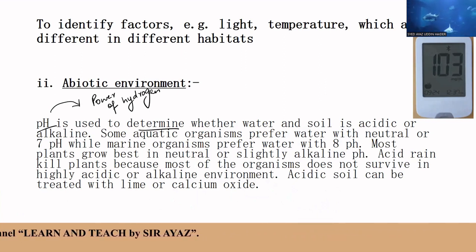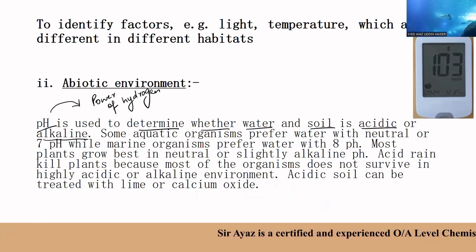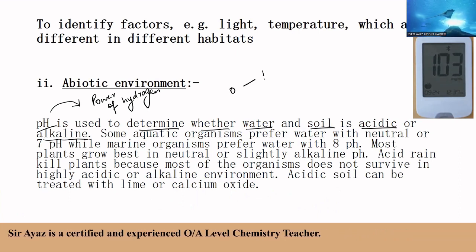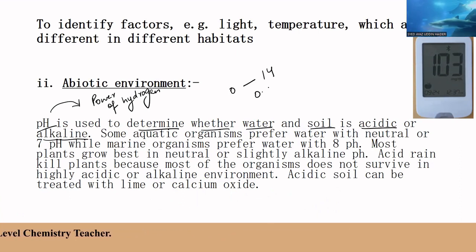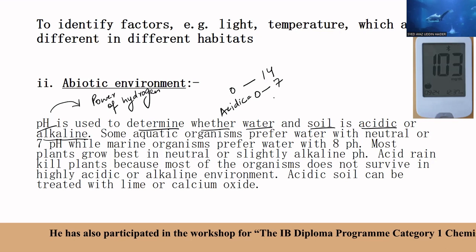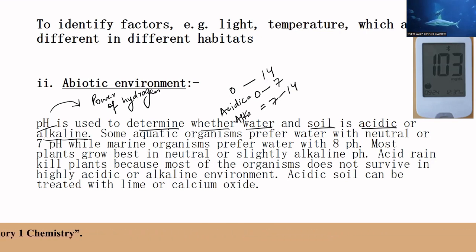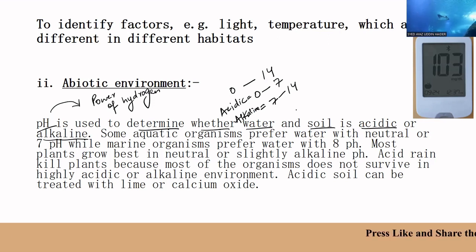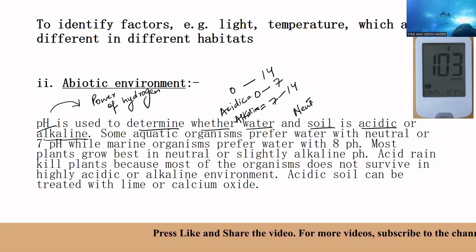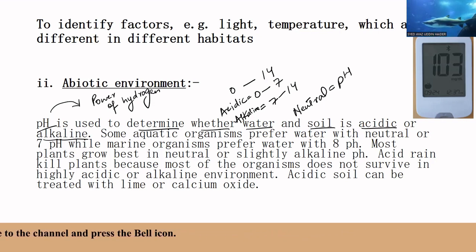pH is used to determine whether water and soil is acidic or alkaline. There's a range of pH which is 0 to 14. From 0 to 7 means we have acidic pH, and 7 to 14 means alkaline. 7 is the neutral pH, which is ideal for most of the living organisms.